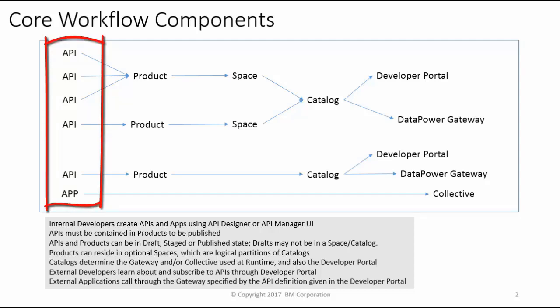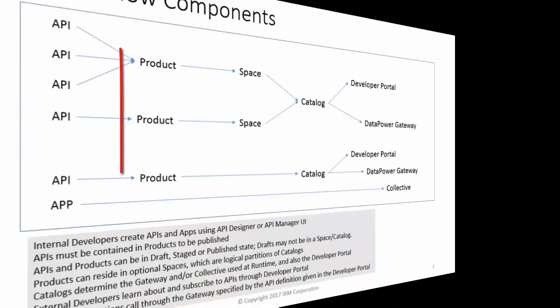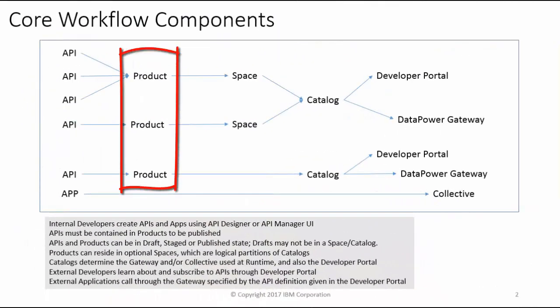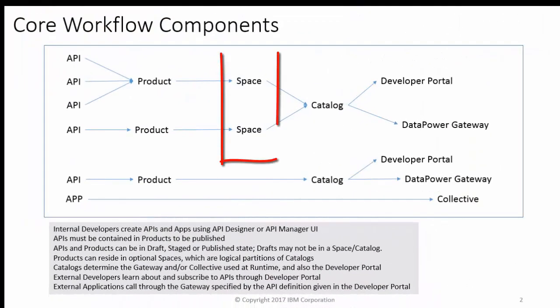API construction begins by creating draft APIs. This is typically done using the API designer. The API designer runs on the workstation of the engineer creating the API. The APIs are included in products, which also have plans. Products can be published through spaces. Spaces are optional within a particular catalog.